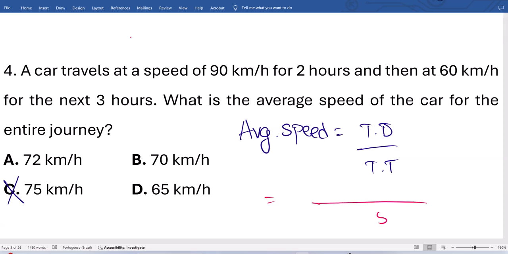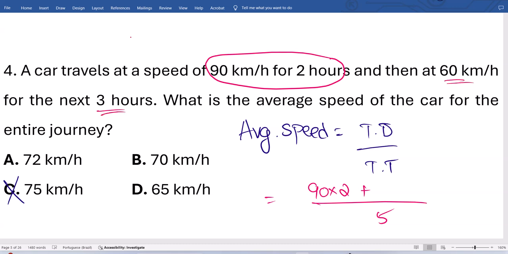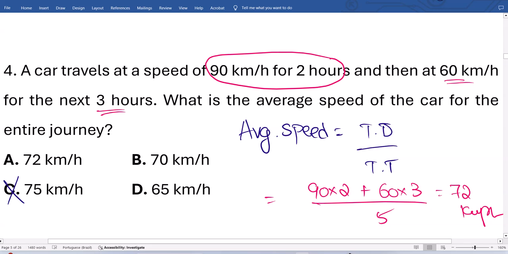Distance is not given. Boss, here 90 kilometers per hour for 2 hours. In 1 hour 90 kilometers, sir. 2 hours means 180. Then 60 kilometers in 1 hour, 3 hours means 180. Right. So 180 and 180, then divided by 5. So we got 72 kilometers per hour.